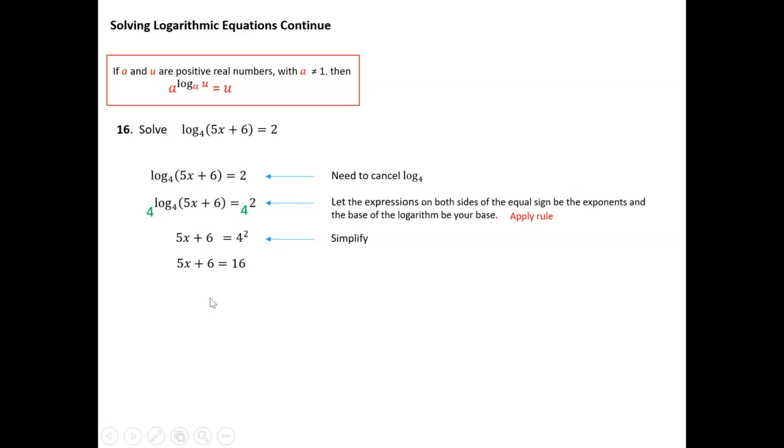Now all we do is solve for x. We subtract 6 from both sides, so 5x equals 10. Now we divide by 5. The answer is 2.